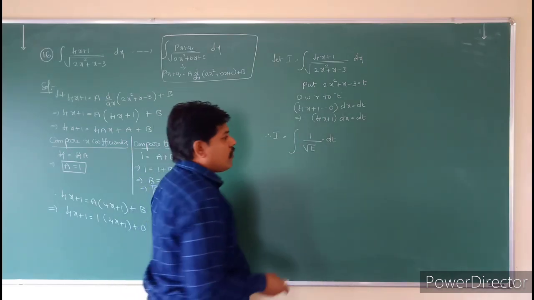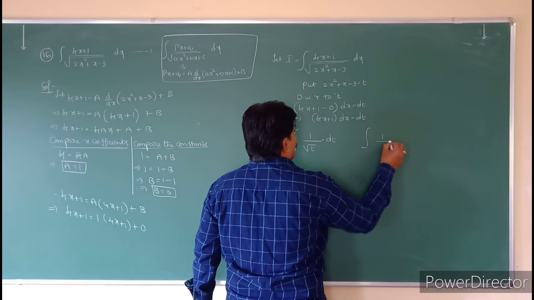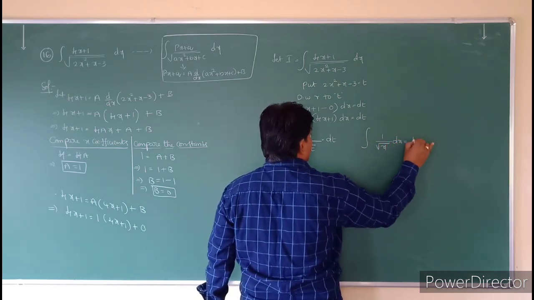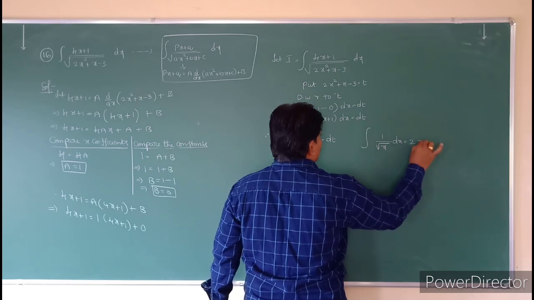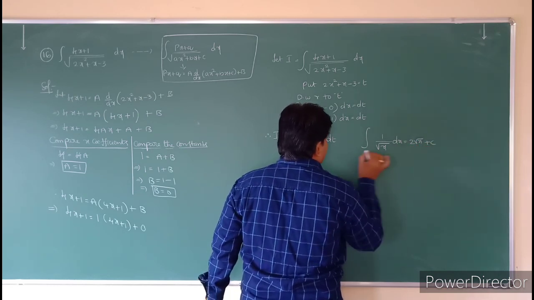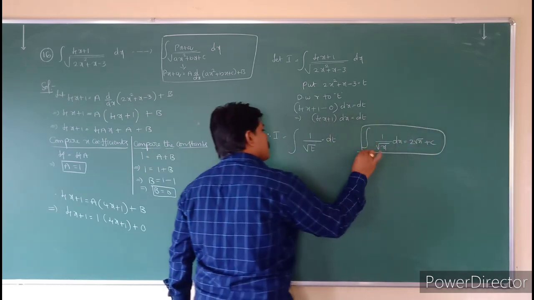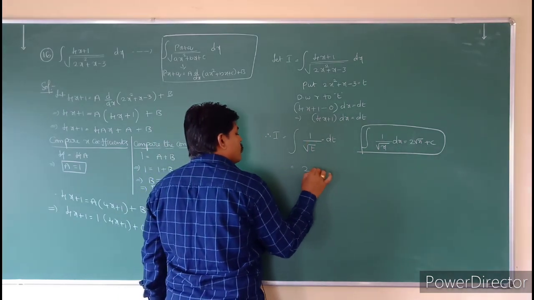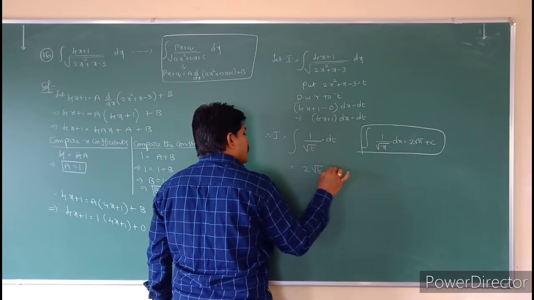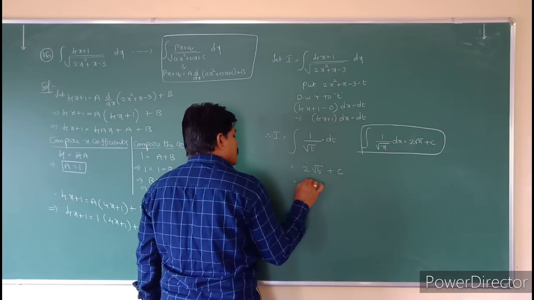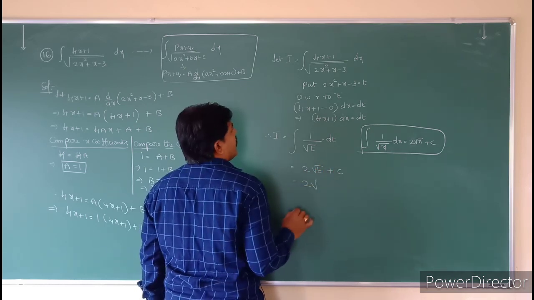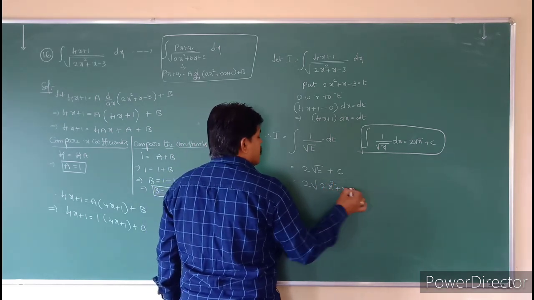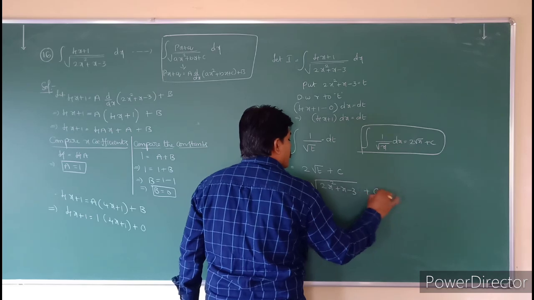So I am already given the formula. What is that? Integral of 1 by root x into dx is equal to 2 root x plus c. So integral of 1 by root t is nothing but 2 root t plus c. So that is equal to 2 into root of, what is the t value? T value is nothing but 2x square plus x minus 3, plus c.